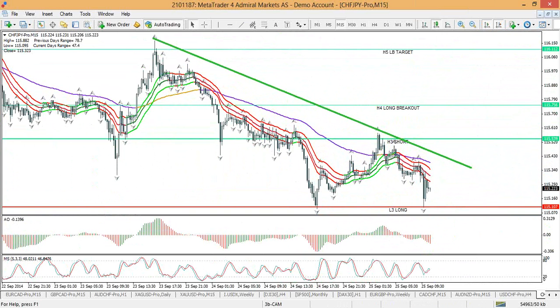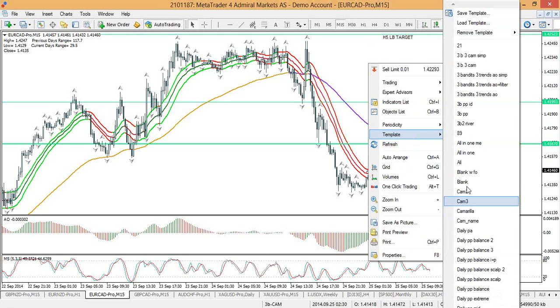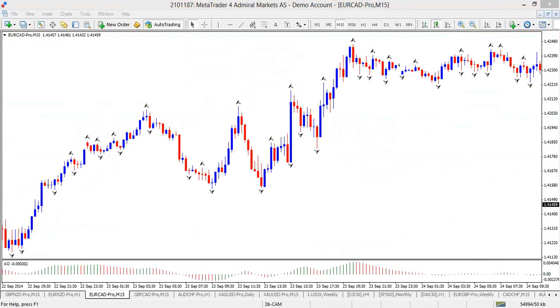One second, folks. Bear with me here for a second. Edith is saying yeah or EuroCAD. Let's take a look at EuroCAD. There it is. Let's do the same thing with trend lines. Blank chart.